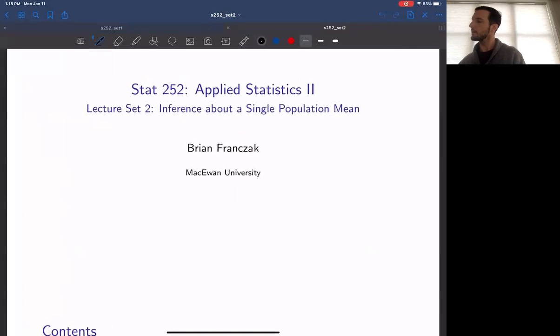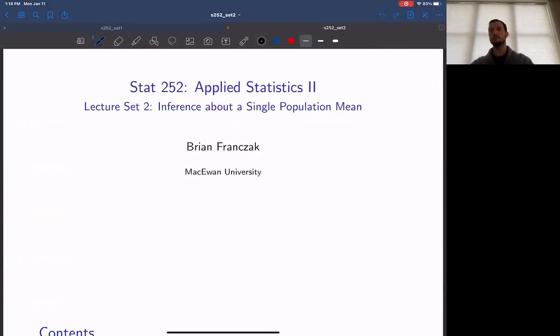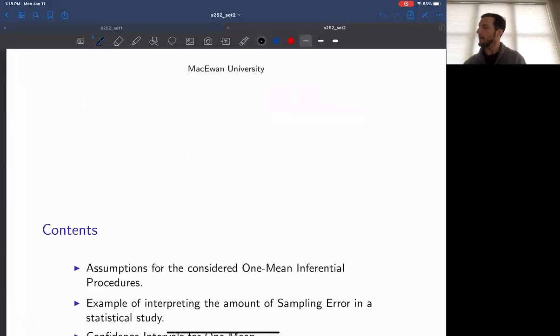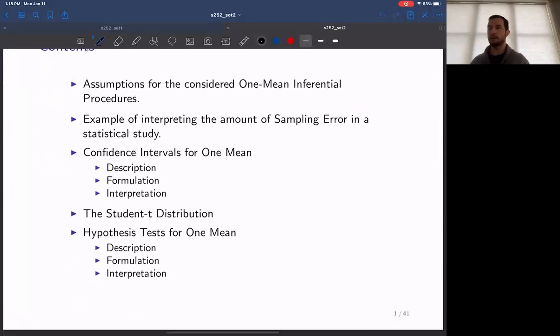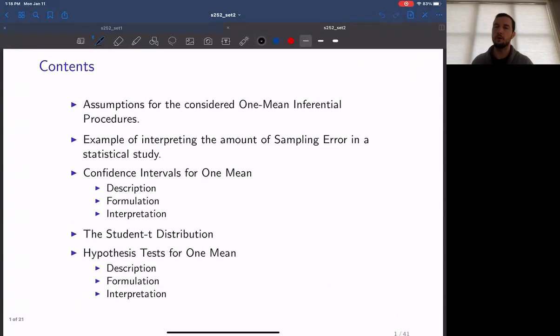Okay, so in lecture set 2, we are reviewing hypothesis testing and confidence interval construction for a single population mean. In lecture set 3, we will then review these ideas for 2 population means with some additions. Okay, so in this particular lecture set, we're going to start off by talking about confidence interval construction, and then we're going to talk about hypothesis testing. Those are the 2 main focuses.